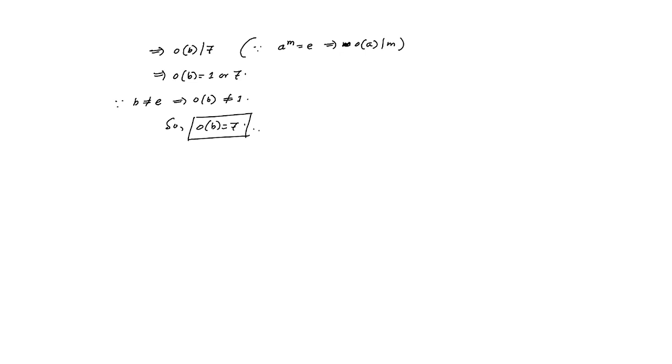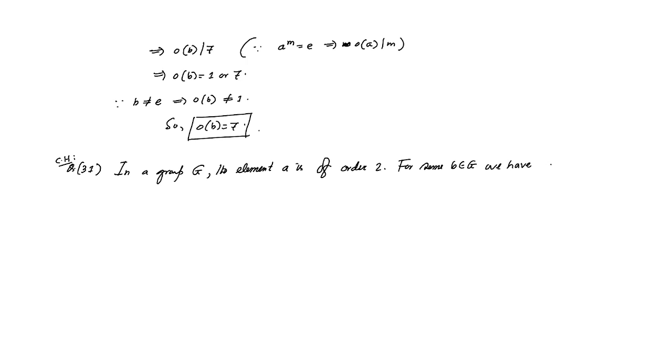Now we come to the next important problem. This is question number 31, and that question was asked in the year of... So the question is, in a group G, the element A is of order 2, and for some B belongs to G, we have A B to the power 4 A equals B to the power 7.